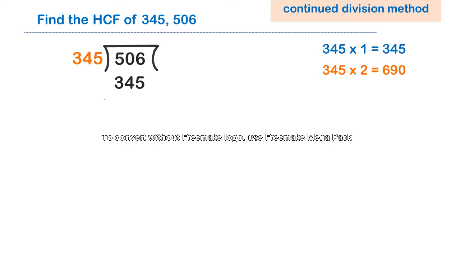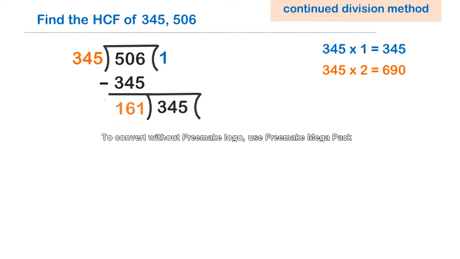How many times? 1 time. So write 1 as the quotient. Subtract 345 from 506. We get 161 as the remainder. Now we need to take this remainder as a divisor and divide the previous divisor 345 by it. So divide 345 by 161.